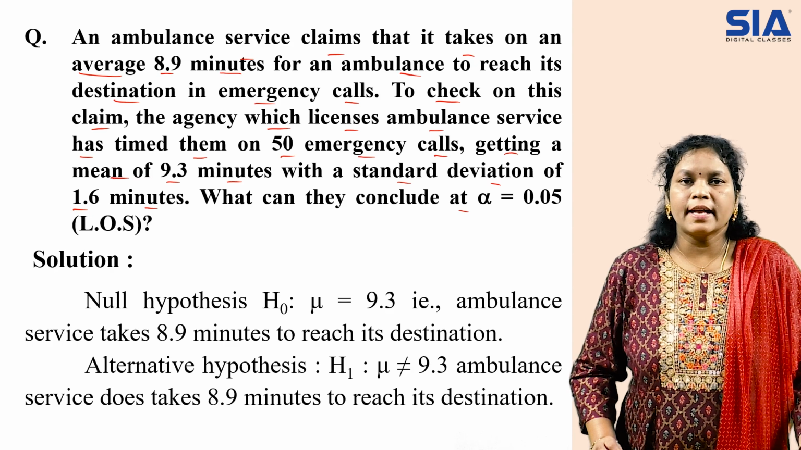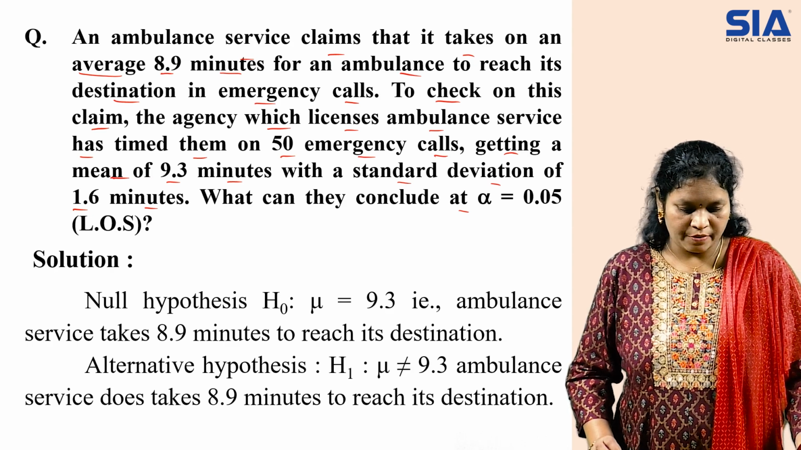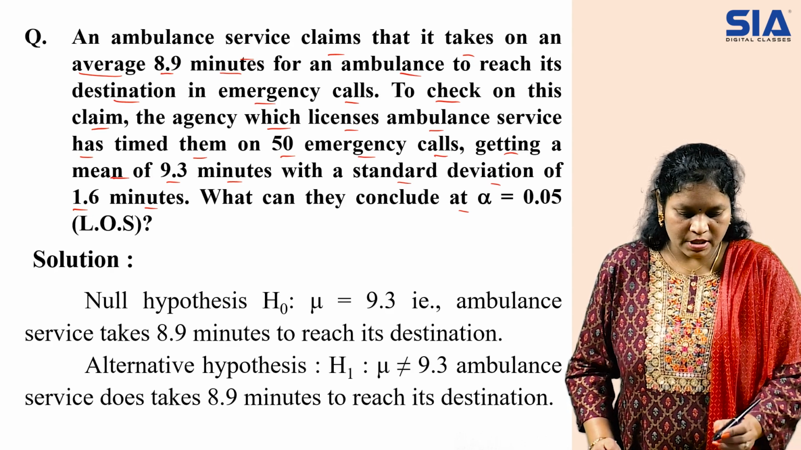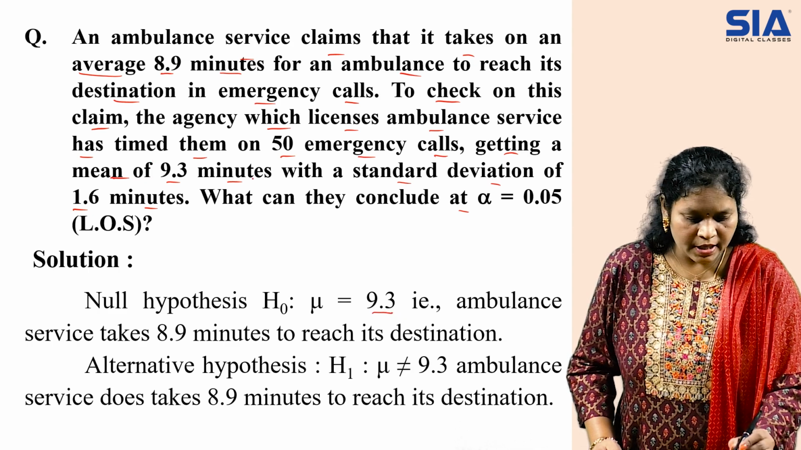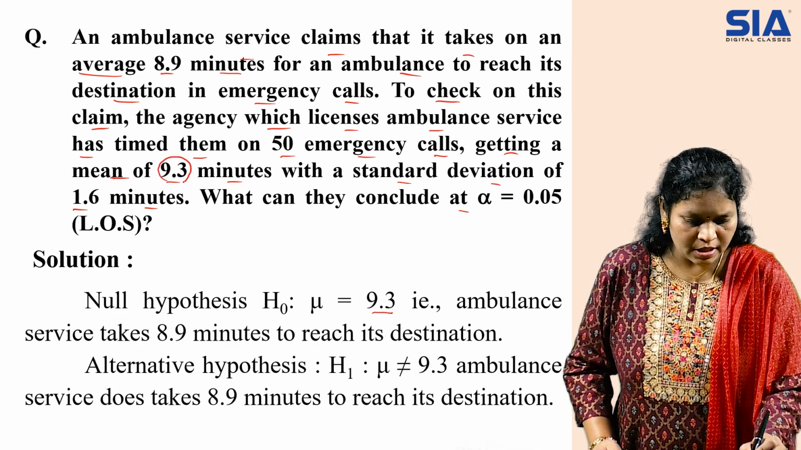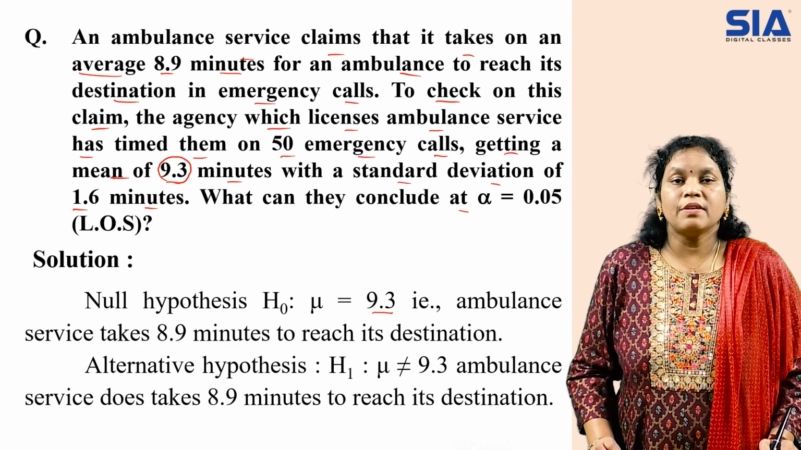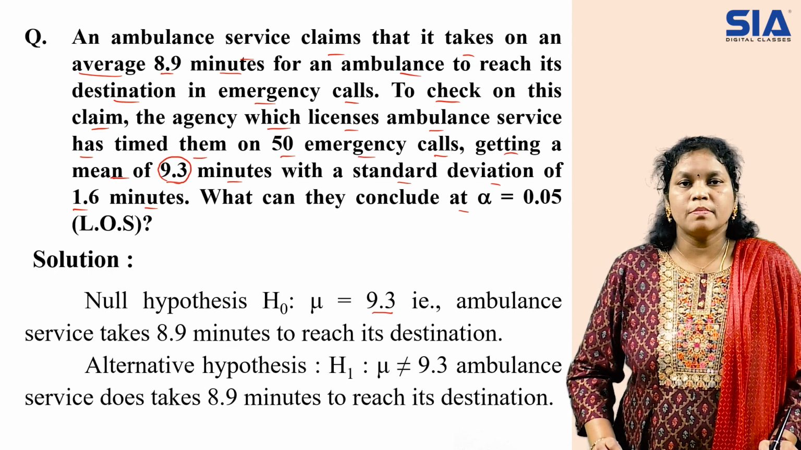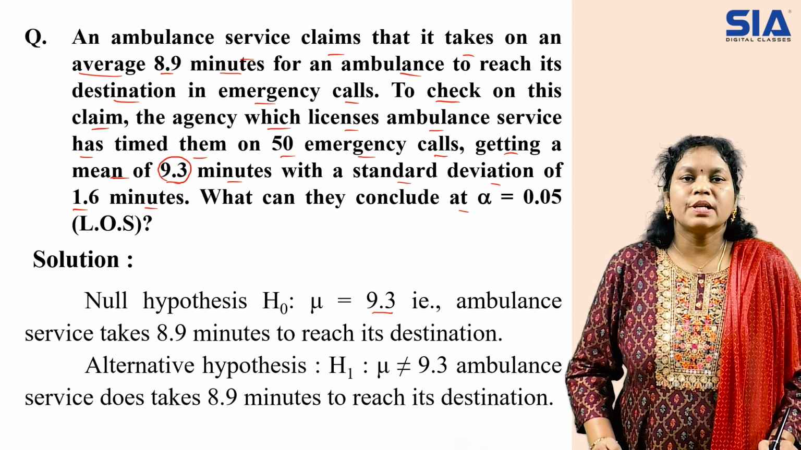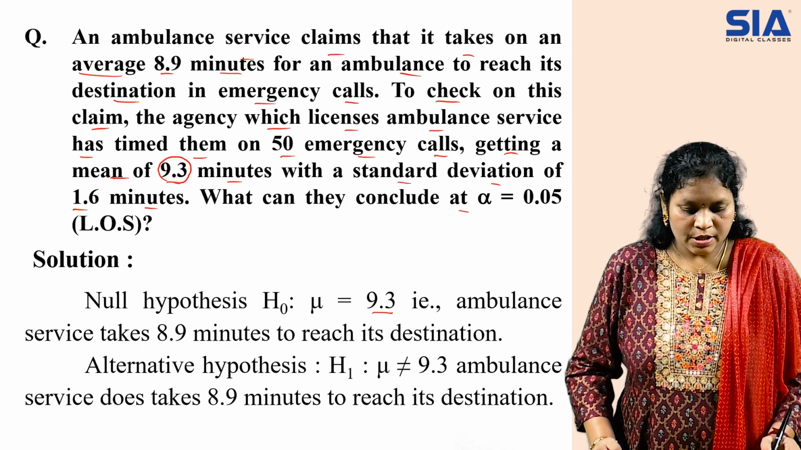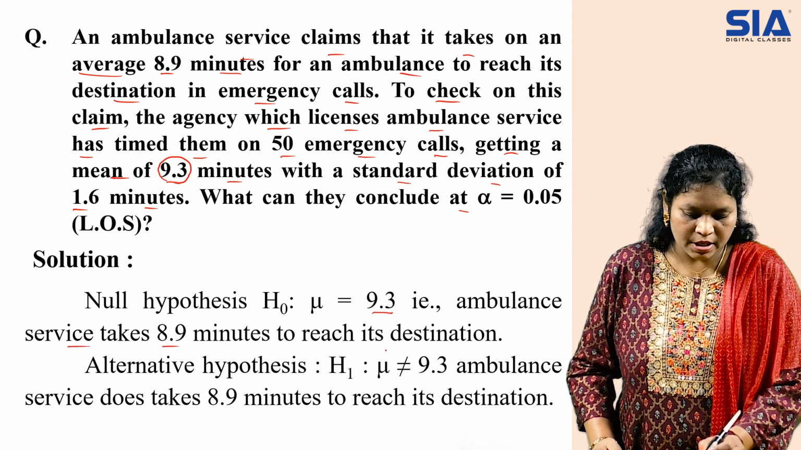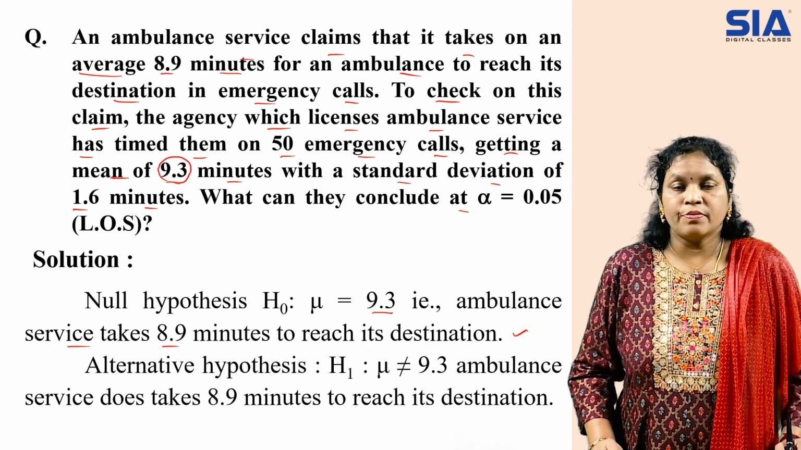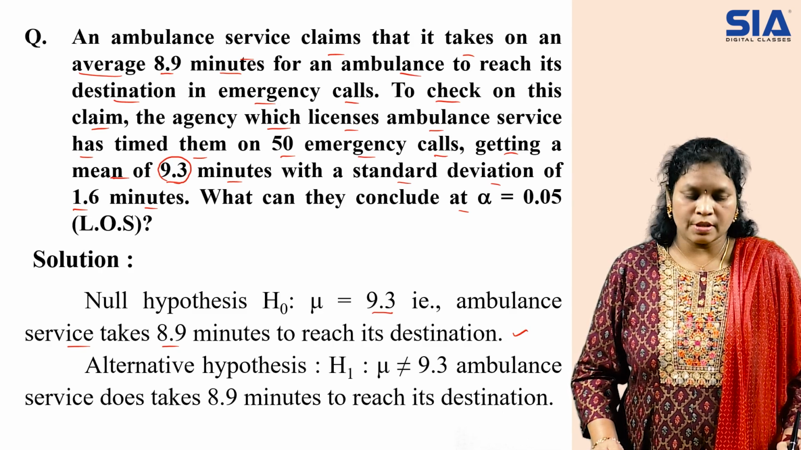Null and alternate hypothesis in the given information, how it goes on. So null hypothesis H naught: mu is equal to 9.3, because here they have given a mean of 9.3 minutes, so that becomes your population mean. The null hypothesis always is represented through the population mean, right? So mu is equal to 9.3, that is, the ambulance service takes 8.9 minutes to reach its destination. So we frame the null hypothesis based on the data.